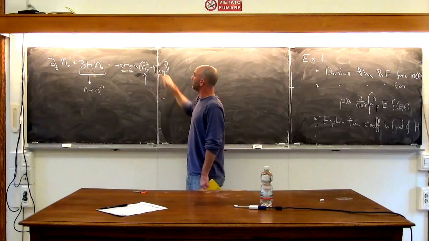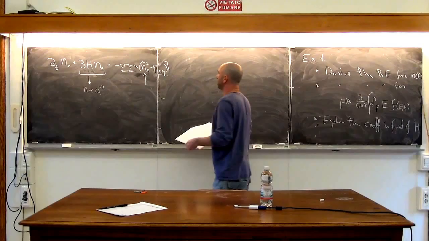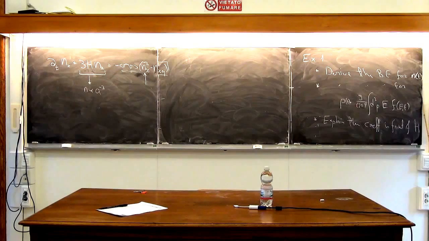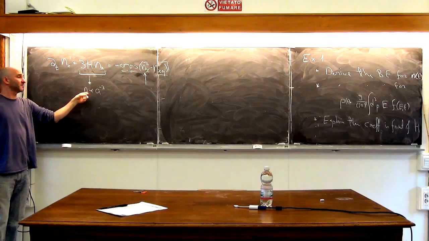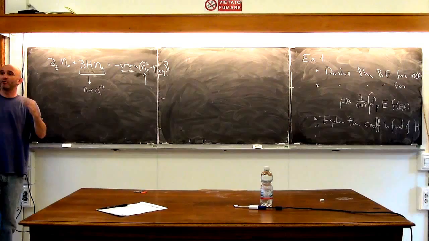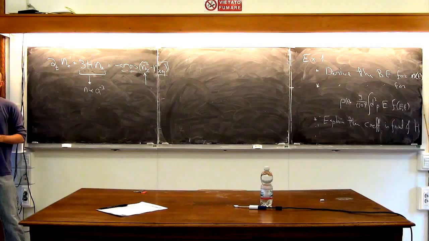Okay? So to make a little bit more progress, it's kind of useful to write this equation a little bit differently. If we ignore this term, we should know that this, again, is just the statement that the number density drops like the volume, because it's a density. And the exact same thing happens for the entropy. So our universe is expanding adiabatically, which means that d of a cubed times the entropy density is zero.